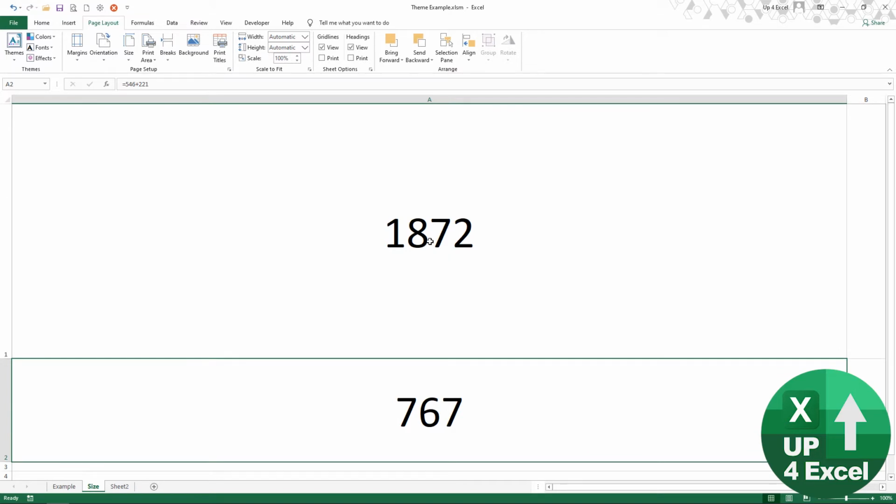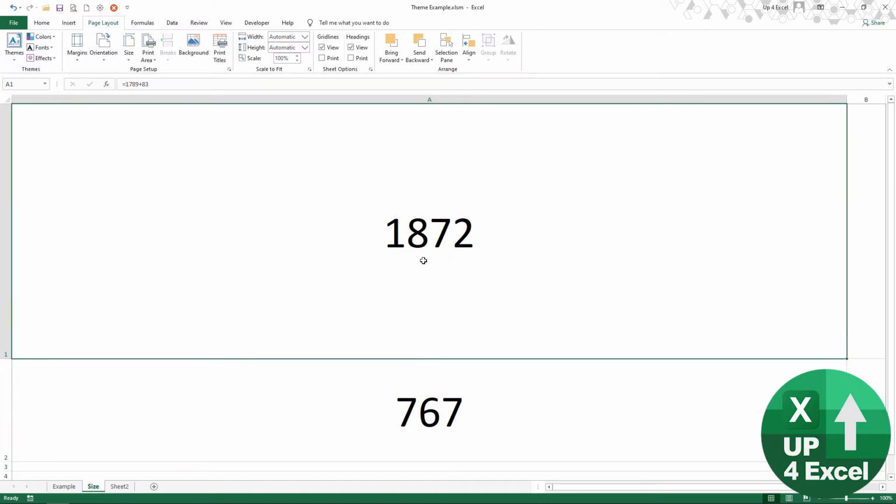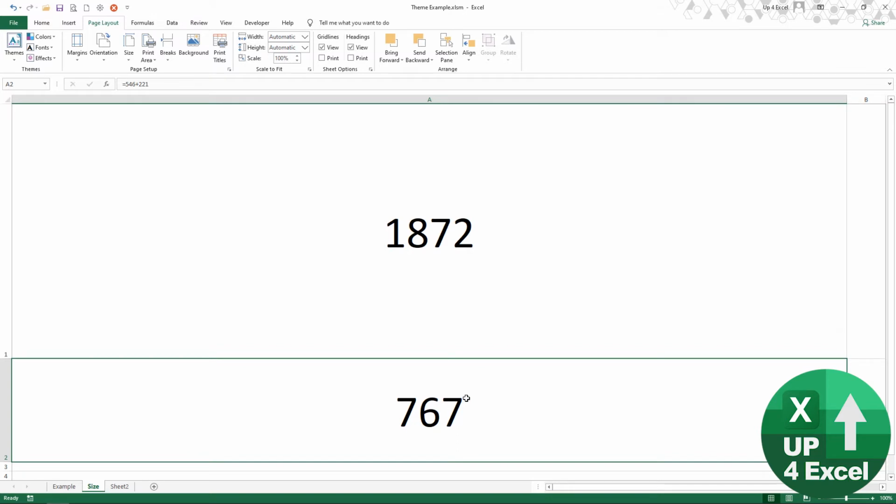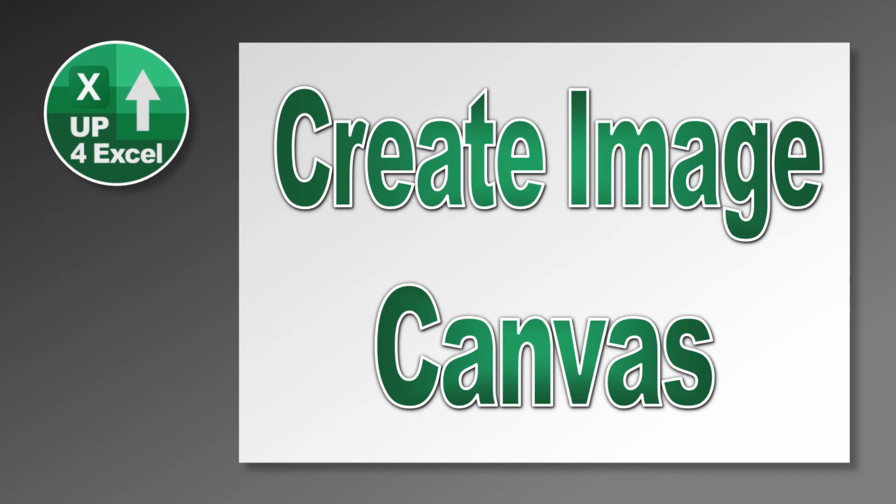So I need an image that is going to encompass 1872 by 767 if I want it to fill the whole screen. Otherwise, it's going to be repeating and you'll get borders and lines appearing on screen. Once I've got the size of my visible screen area, I'm now going to set up a PowerPoint slide that is of that dimension or slightly larger than that dimension.